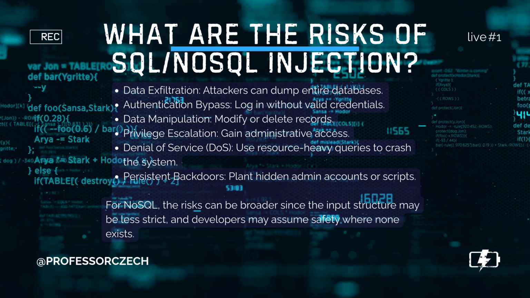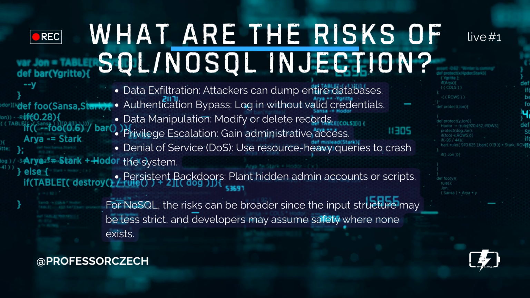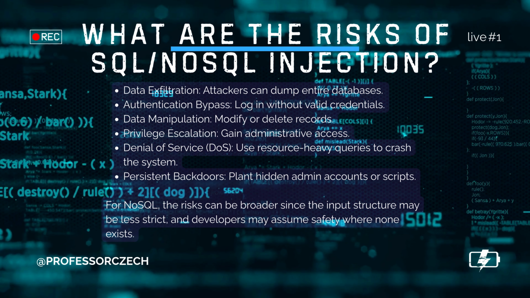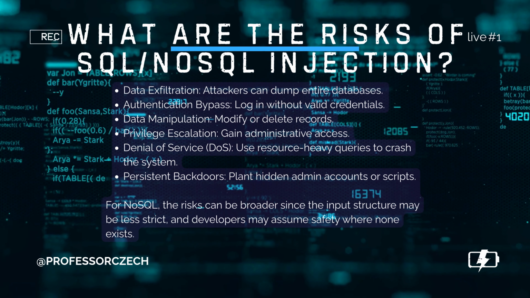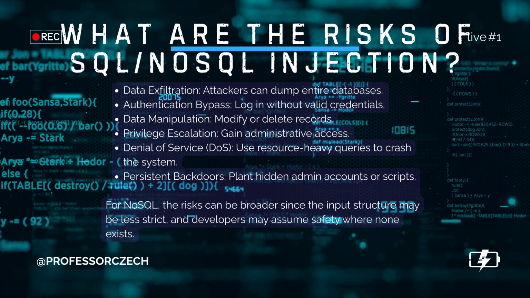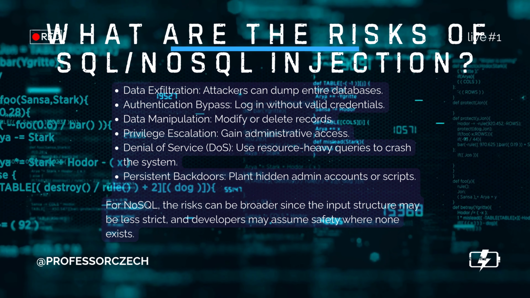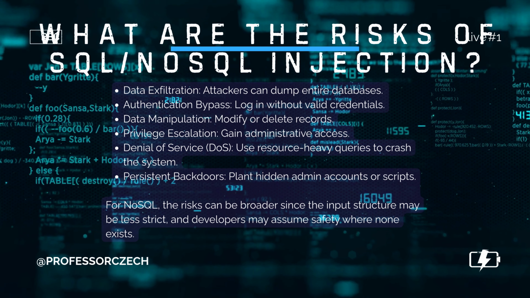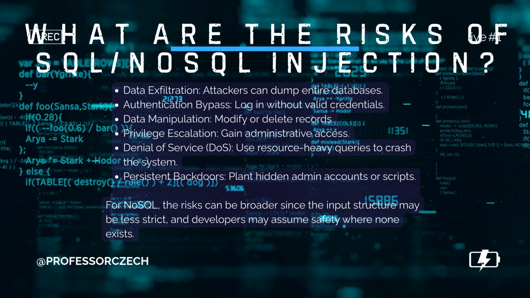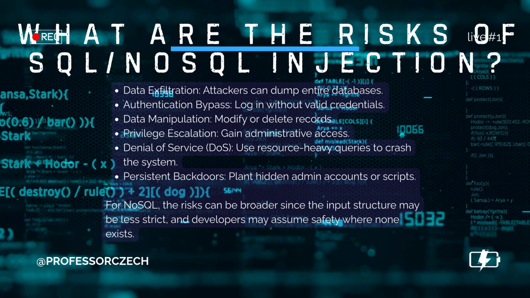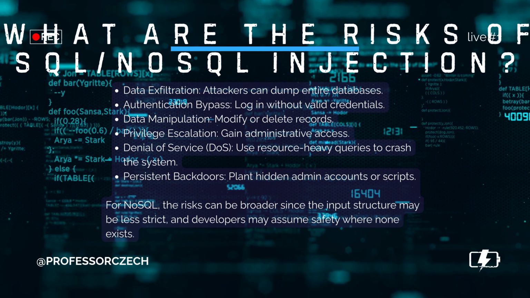But what are the risks associated with these types of injection attacks? Well, we've got data exfiltration, where an attacker can dump an entire database. Authentication bypass, where you log in without valid credentials. Data manipulation, where you modify or delete records. Privilege escalation, where you gain administrative access. Denial of service or DoS, where you use resource-heavy queries to crash the system. Persistent backdoors, where you plant hidden admin accounts or scripts. For NoSQL, the risk can be a little bit broader since the input structure may be less strict and developers may assume safety where none exists.